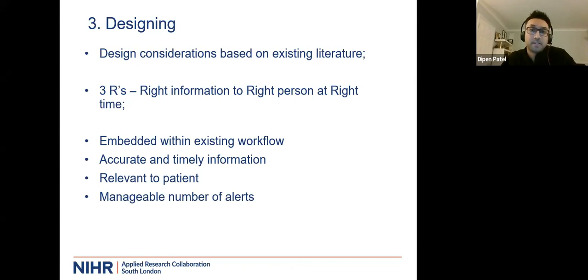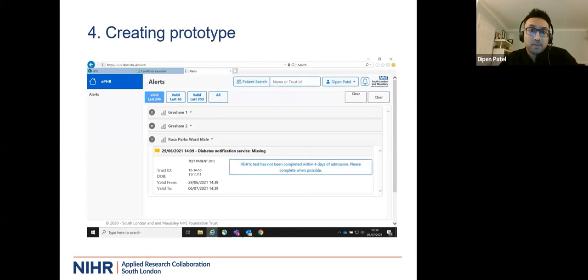So this is just a brief overview of the prototype. And as I said, we worked with various software developers over the last 2 years or so. This is the alerting platform prototype version, which is linked into the health record. When a clinician logs in, they can then see relevant information for the patients that they're looking after, and they can click into it, and then that can provide further evidence-based support to them regarding diabetes care. Next slide.